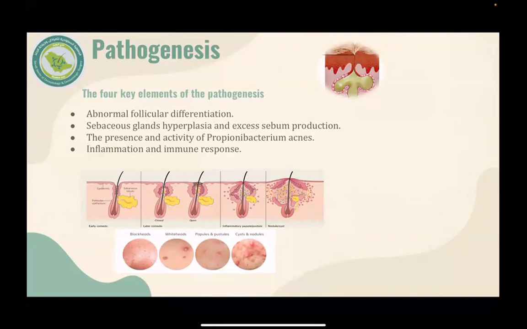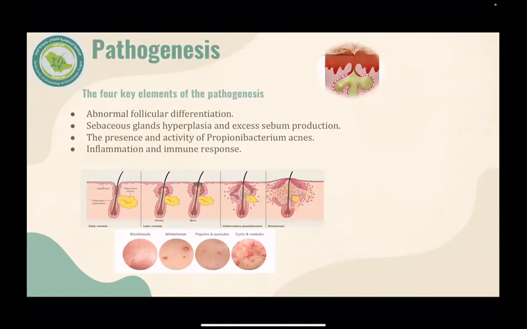The second mechanism, the sebaceous gland hyperplasia and excess sebum production. Sebaceous follicle size and number of lobules per gland are increased in patients with acne. This process is most prominent during puberty because androgens stimulate sebaceous glands to enlarge and produce more sebum.